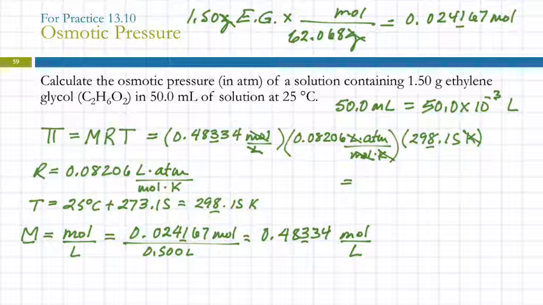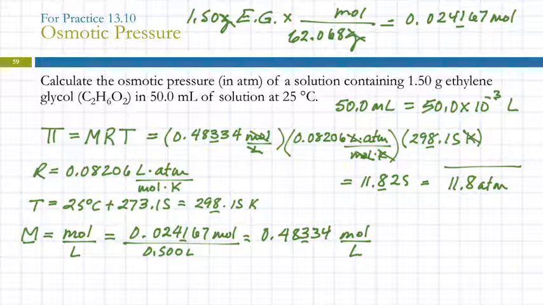Okay, so I've got my 0.4833 times 0.08206 times 298.15. That's 11.825, rounding to 11.8 atmospheres.